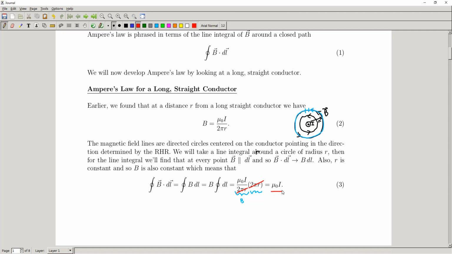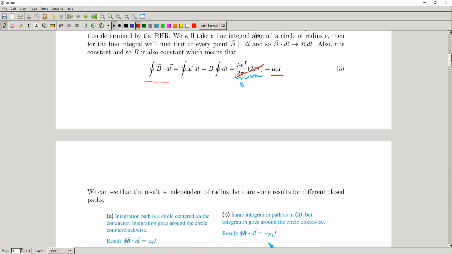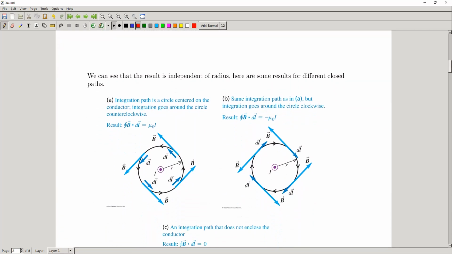Okay, and so we see in this very restricted case, where we're looking at a conductor that's long and straight, where we know B, and we are looking at a contour that's a perfect circle that we're integrating around at a constant r from that conductor, we end up with this expression. We end up with the integral around the closed circular loop of B dot dl equal to mu naught I. Okay, and so even though we've built this for a very, very restrictive case here, we can see that it generalizes quite well. We're going to take a look at that in these next few diagrams.